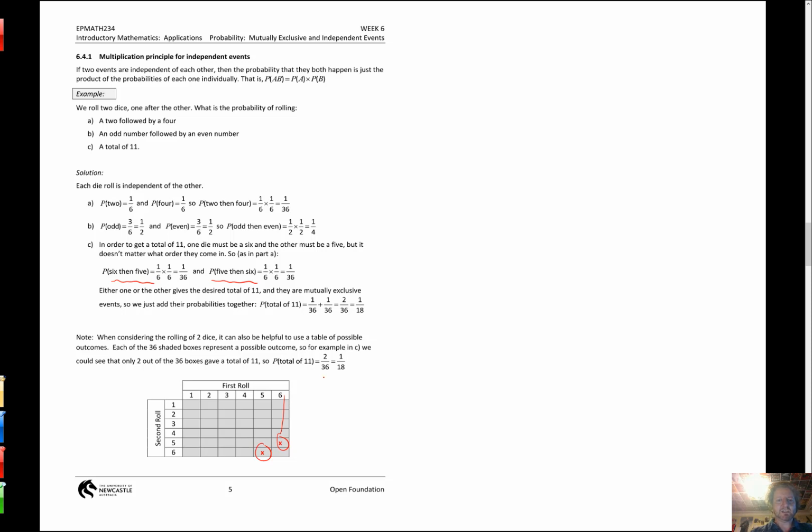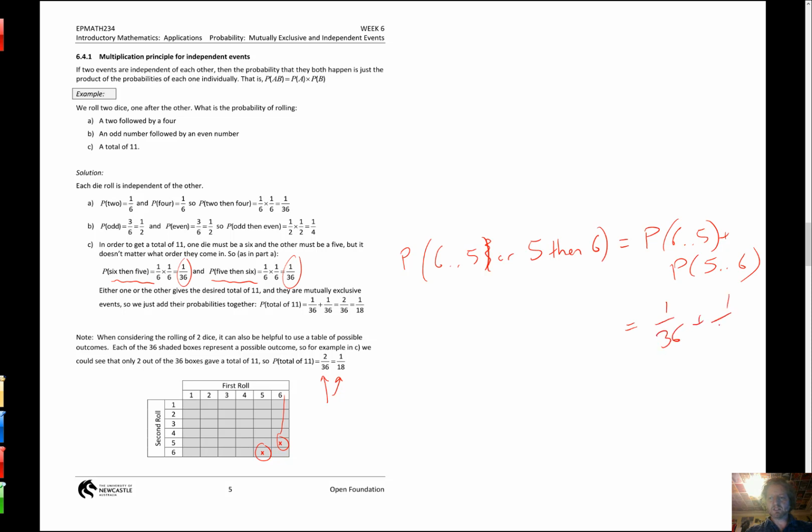So you can already see the answer is going to be 2 out of 36, which is equal to 1 out of 18. If we did the formula, the probability of 6 then 5 is the probability of 6 times the probability of 5, which is 1 in 36. 5 then 6 is also 1 in 36. And as we said before, what do you use with or? A plus. What's the probability of 6 then 5, or 5 then 6? Well, that's the probability of 6 then 5 plus the probability of 5 then 6, which is 1 on 36 plus 1 on 36, which is 2 on 36 as we knew before, which comes down to 1 on 18.